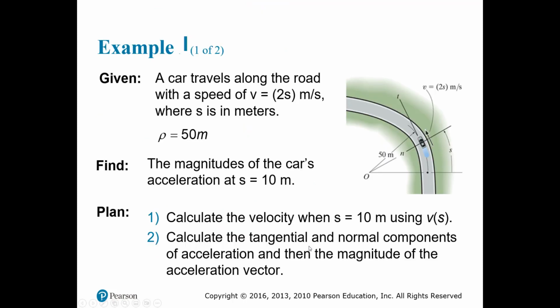As always, I have an exercise for you so we can solve it together, and this whole thing could make a little bit more sense. So let's just solve the exercise. A car travels along the road with a speed of v = 2s meters per second, where s is in meters, and they give us rho equals 50 meters. They're asking us to find the magnitude of the car's acceleration at s equals 10 meters. So the plan will be to calculate the velocity when s is equal to 10 meters.